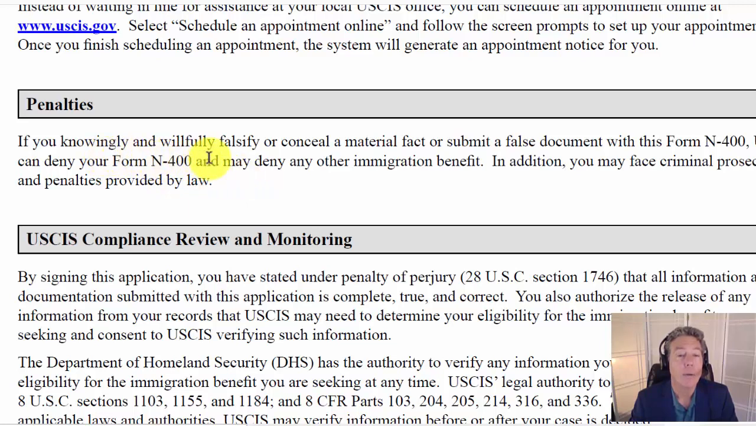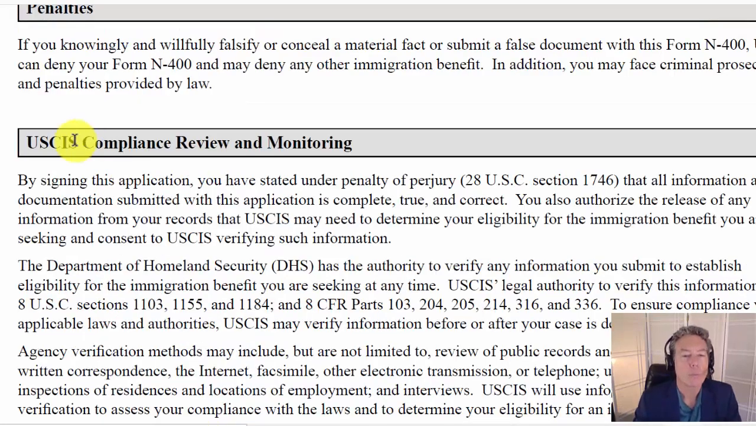If you willingly and knowingly falsify or conceal a material fact or submit a false document with the Form N-400, we can deny the form and deny any other immigration benefit like your green card. In addition, you may face criminal prosecutions and penalties provided by law. So this is why if you have any fear about answering a question truthfully or submitting a document in, you want to contact a lawyer, right?